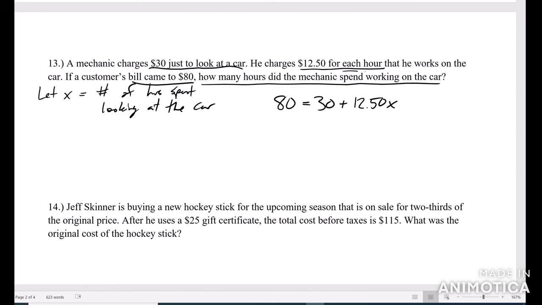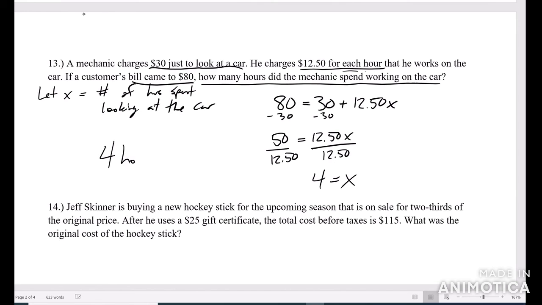So this is a two-step equation. I'm going to start by subtracting the 30 from both sides, and we get 50 equals 12.50x. Then I need to divide by 12.50 on both sides to get x by itself. And doing that gives me x equals 4. So that means the mechanic spent 4 hours working on the car.